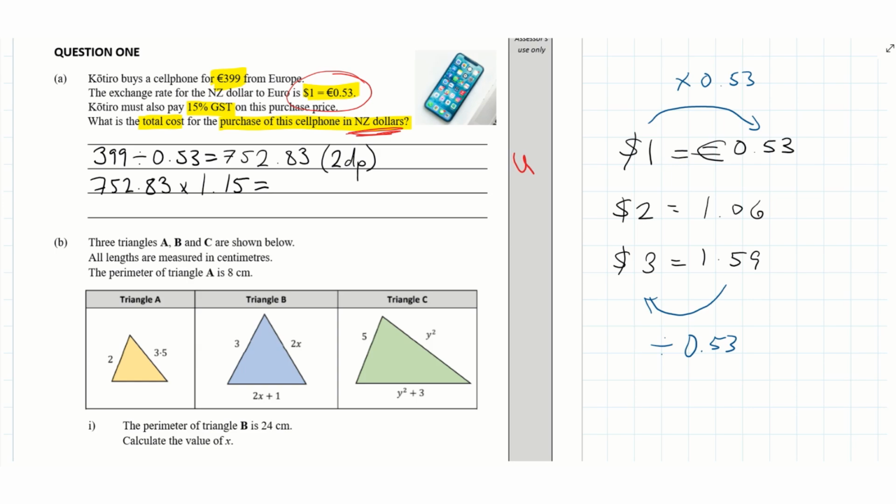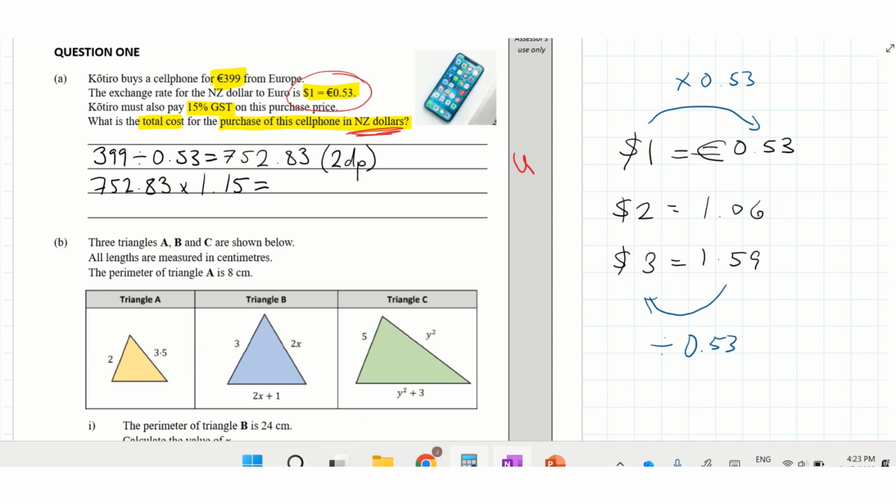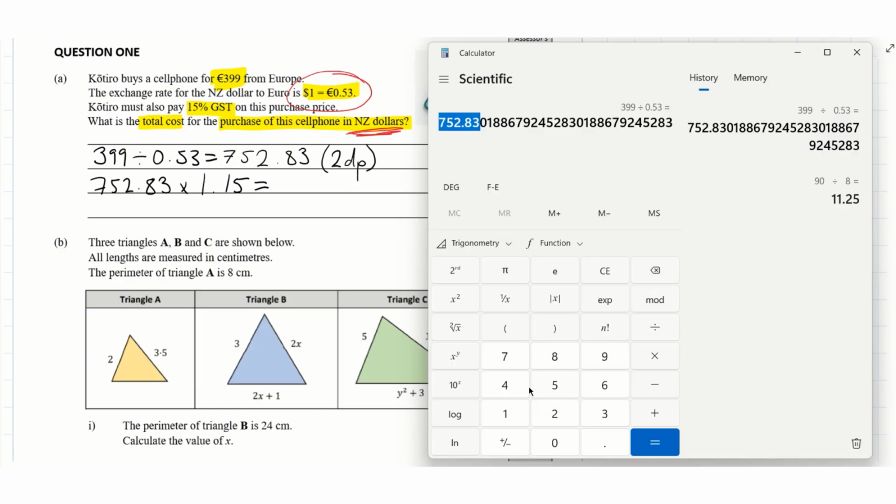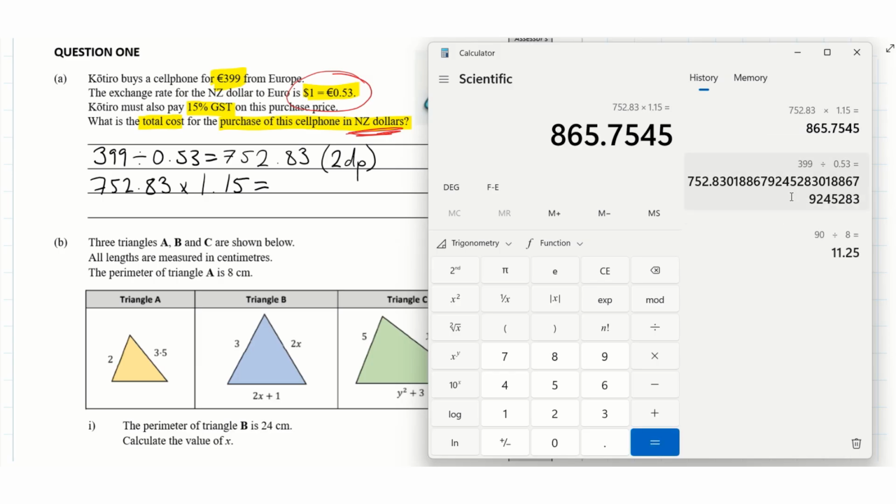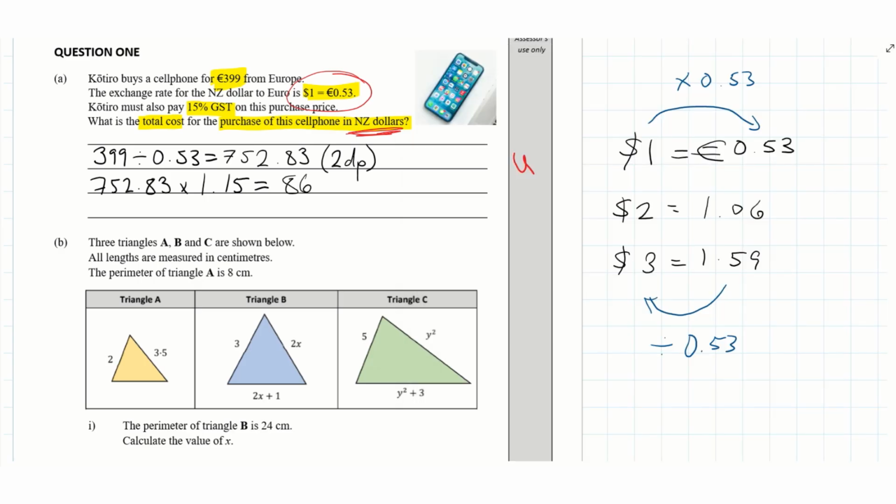752.83 times 1.15. And if I pull out my handy dandy calculator here, I'm going to clear that, and I'm going to go 752.83 times 1.15, and I am going to get $865.75. 2 decimal places, dollars. And that I can highlight as my answer.